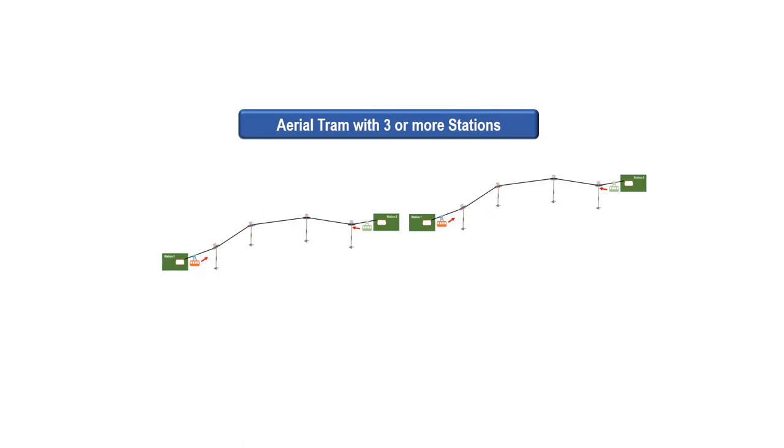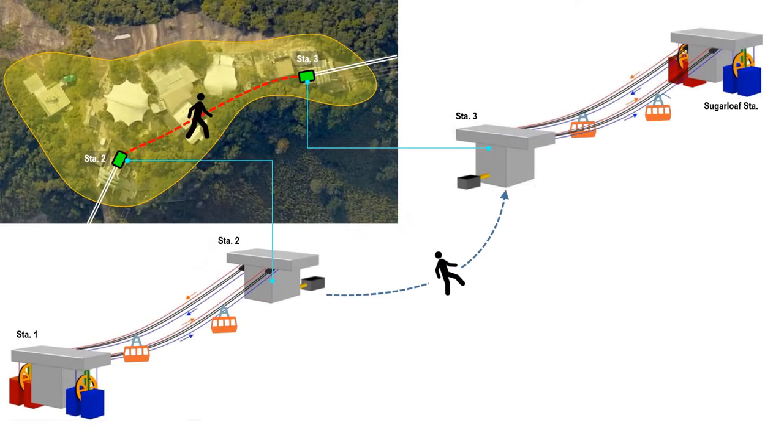An aerial tram is usually limited to only two stations. However, three or more stations is possible. This is an actual example of the Rio de Janeiro aerial tram line. The way to create an aerial tram with three stations is to combine two tramway lines together in a series.